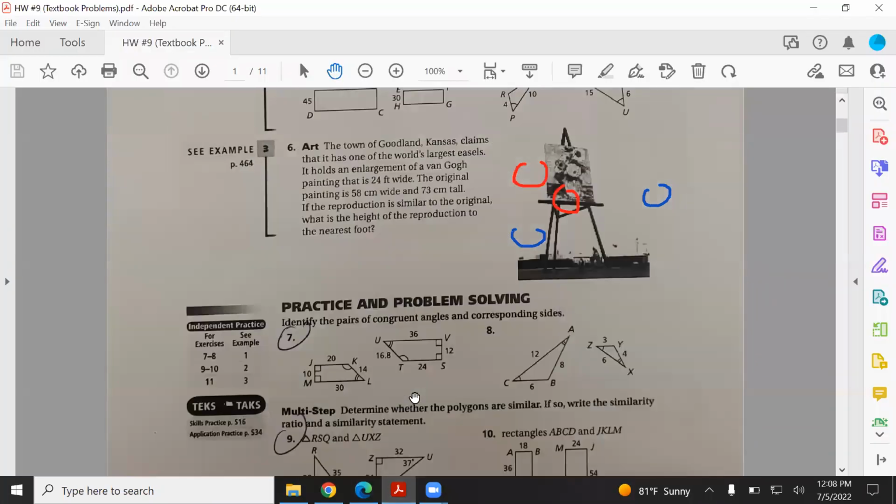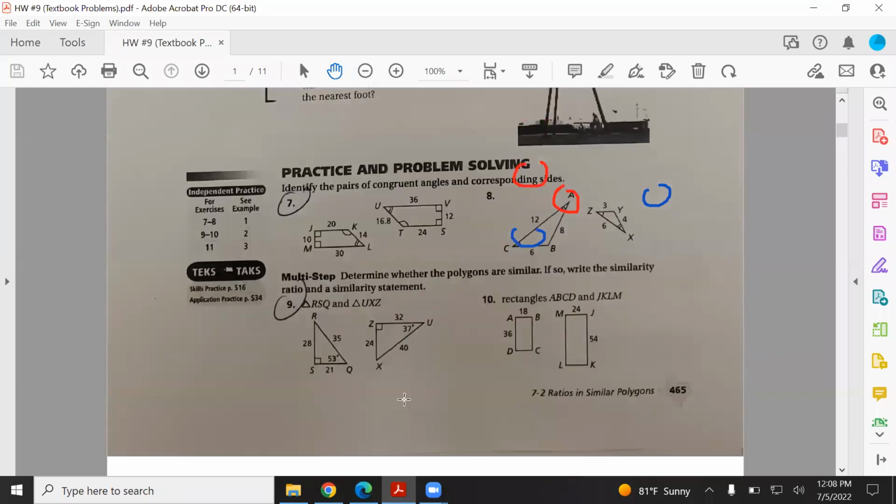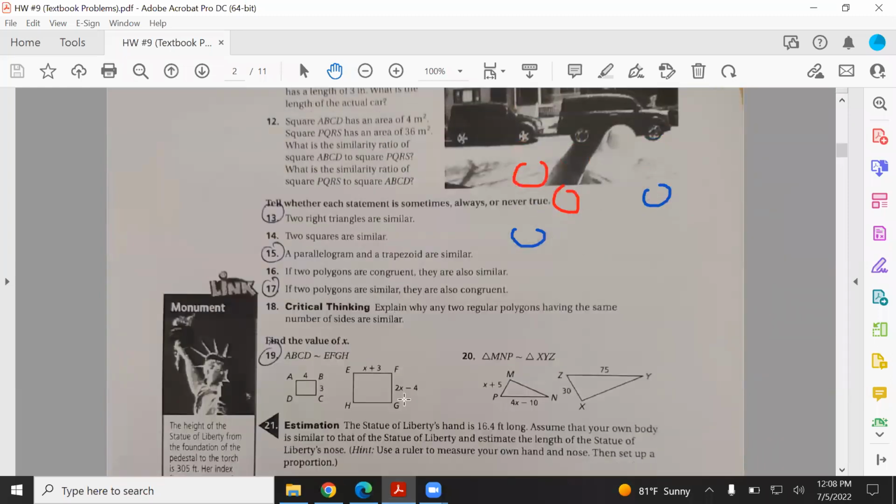Some of the problems, like you see 7 and 9, are very similar to what we did in the worksheets. Identify pairs of congruent angles and corresponding sides. Determine whether the polygons are similar for number 9. 13, 15, 17: I haven't done enough of these with you guys because this is a common thing you do in geometry. These are like, is it always true? Is it never true? Is it sometimes true? Actually, let's do these right now.